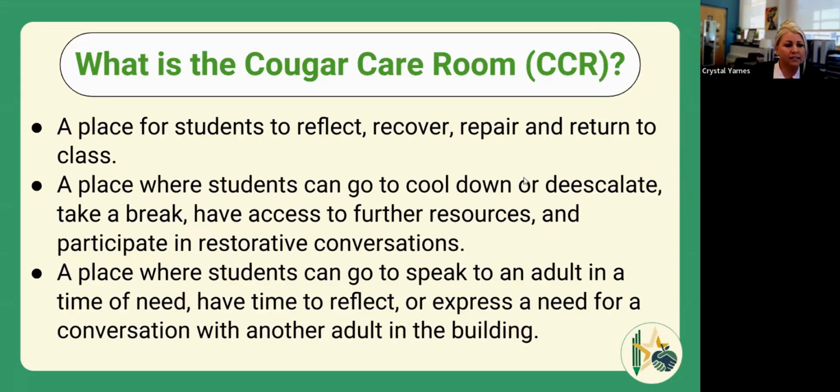So we had this space, CCR, where students can go to speak their voice and get whatever they need taken care of so that they can go back into the classroom.